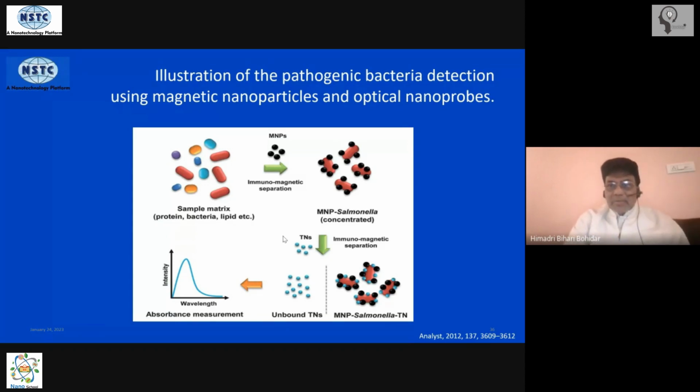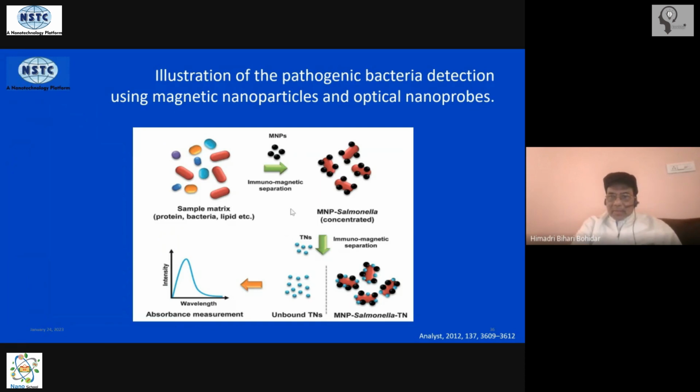What is the schematic of the pathogenic detection of bacteria? Now we have the sample matrix here. You have protein, bacteria, lipids, many other things present in this. It's an assortment of all kinds of things, analytes. We add magnetic nanoparticles to this dispersion. Now the magnetic nanoparticles will selectively bind to the bacteria because of the antibodies that are present there. So you have immunogenic separation of the bacteria from this through the magnetic nanoparticle.